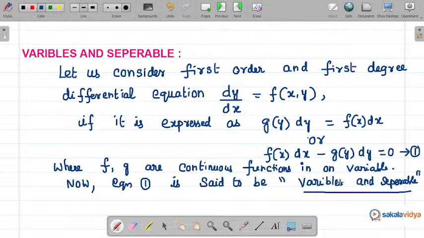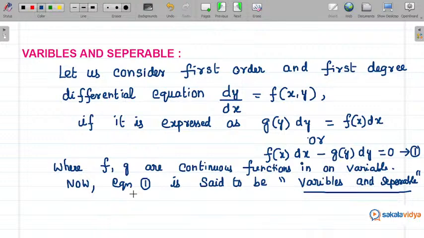Now, how do we solve this? Consider equation 1 and integrate on both sides, and we get the general solution. So, to solve, we integrate equation 1 on both sides.